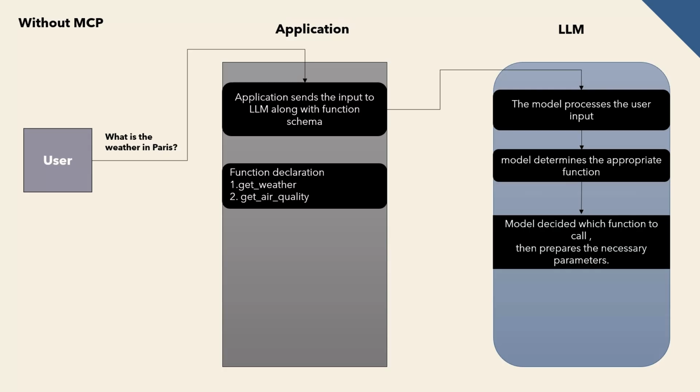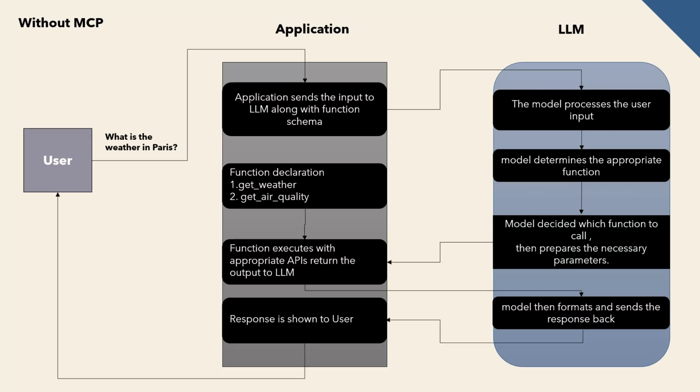The model would have decided which function to call, then prepares the necessary parameters, and then sends it back to the application, which calls that function. One important aspect here is that the LLM will only send the structured request, but it will never execute the function. That control is still with the application. So the application calls that function, executes the appropriate APIs and returns the output to the LLM. So here we have more control.